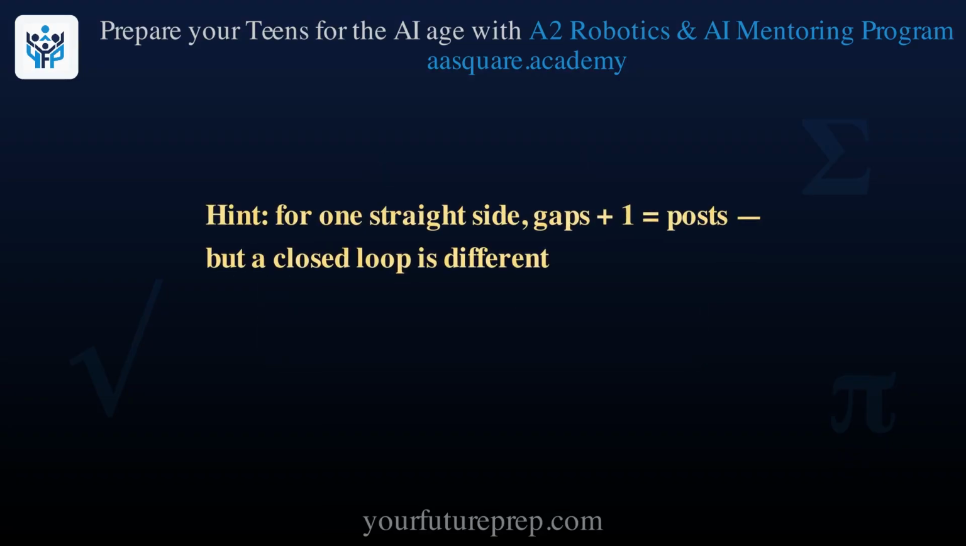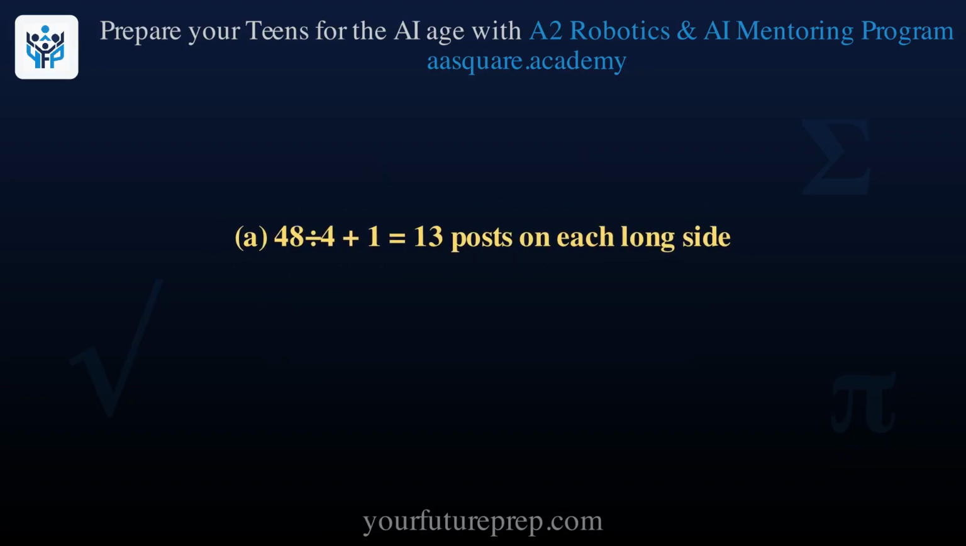Here's a hint. Long side, 48 meters, has 12 gaps of 4 meters. Short side, 36 meters, has 9 gaps of 4 meters. For the whole loop, don't add the 4 corners twice. A closed loop has exactly as many posts as gaps, no +1.